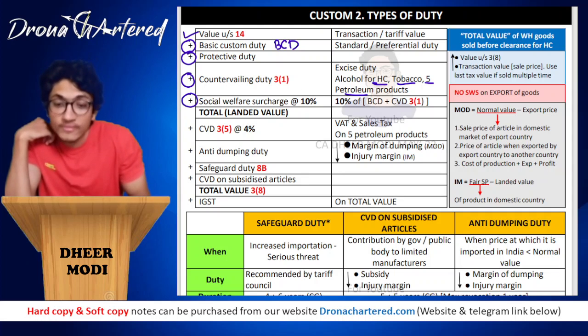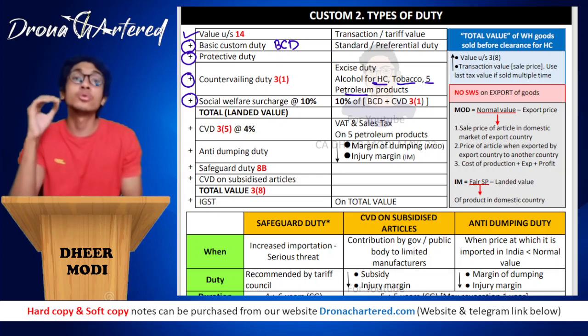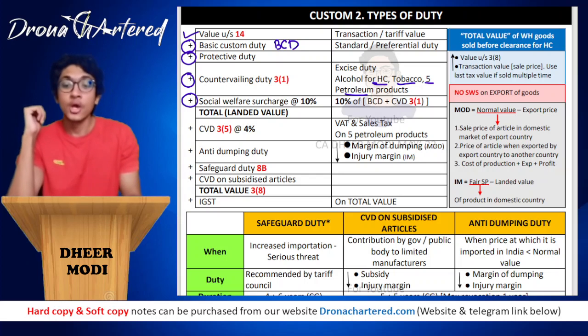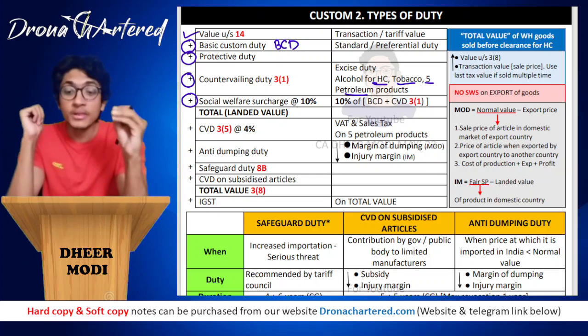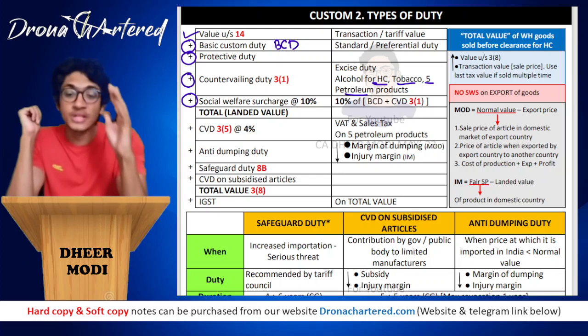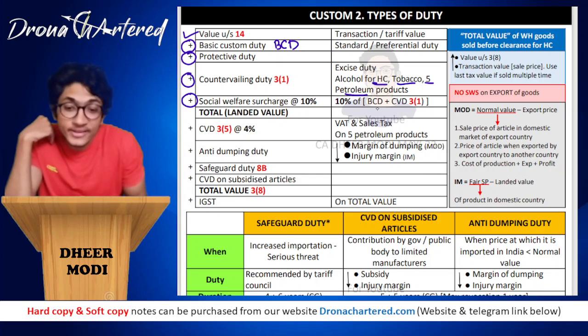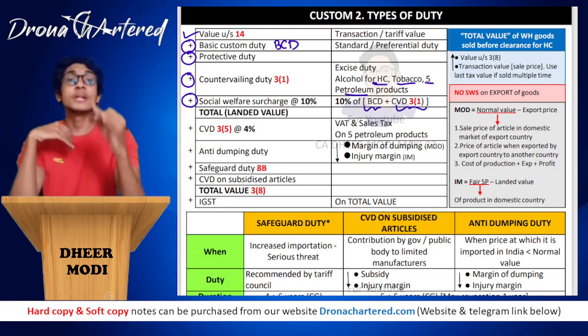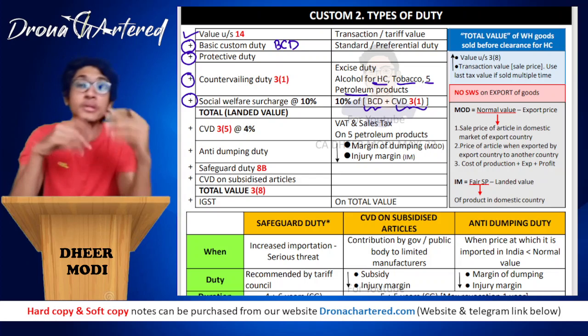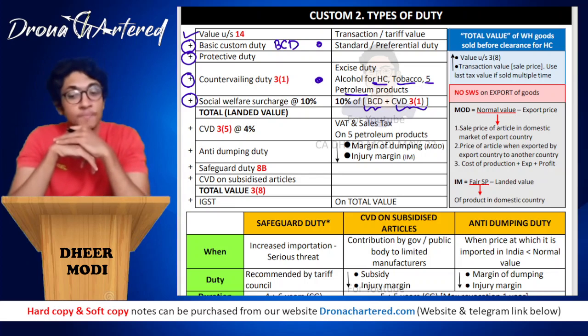Then there is a social welfare surcharge of 10%. Okay. The question will not specify that there is a social welfare surcharge, but there will always be a social welfare surcharge of 10%. Now you'll ask me, sir, 10% of what? So it is 10% of your basic custom duty plus your countervailing duty under section 3(1). It is 10% of both of these duties.